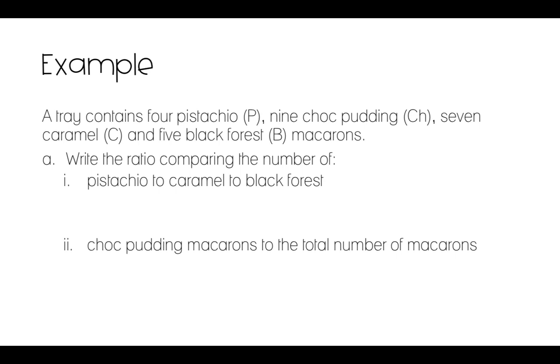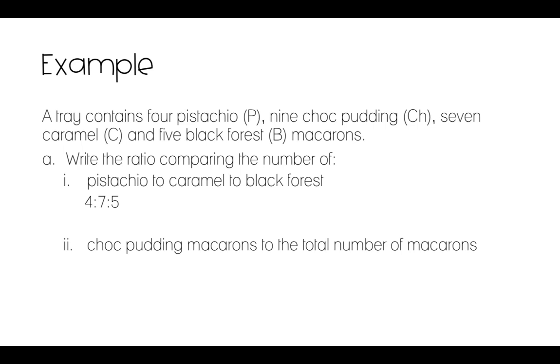Let's do a worded example with a couple of different questions in it. A tray contains 4 pistachio, 9 choc pudding, 7 caramel, and 5 black forest macaroons. Write the ratio comparing the number of pistachio to caramel to black forest macaroons. You can see here we've got 3 parts, which means we're going to have 3 comparisons. So we have 4 pistachio to 7 caramel to 5 black forest, a ratio of 4 to 7 to 5. So we can have multiple parts in a ratio as well.